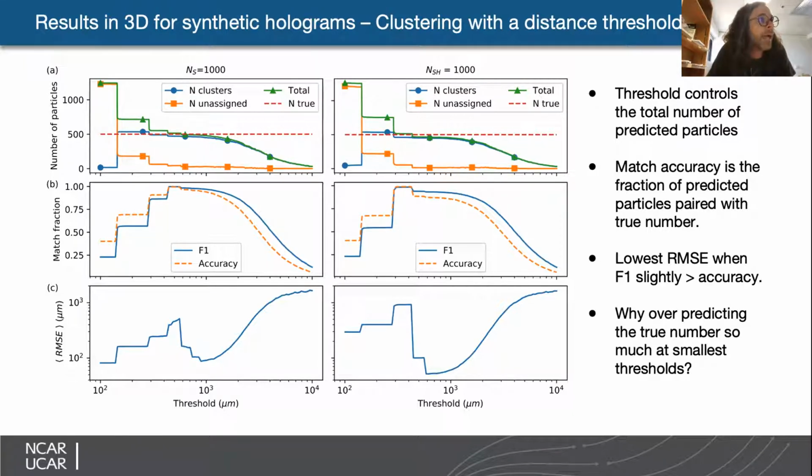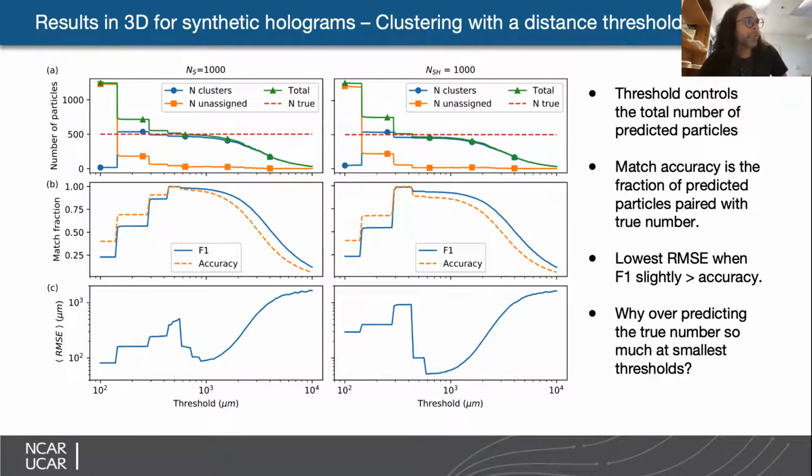Okay, if you look at the legend, there's a couple of different things in the legend. So the red dashed line is just showing you that there's always 500 particles in these holograms, right? By choice, we simulated them that way. The blue circle is going to show you the number of clusters at that threshold. And then the orange squares will just show you the number of particles that have not been put into a cluster yet. The total is just the sum of those 2 things, because that's how many particles we're going to predict at the end of the day. It's the number of clusters plus the number of unassigned.